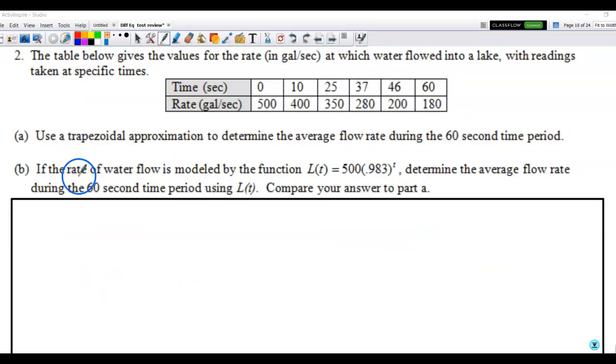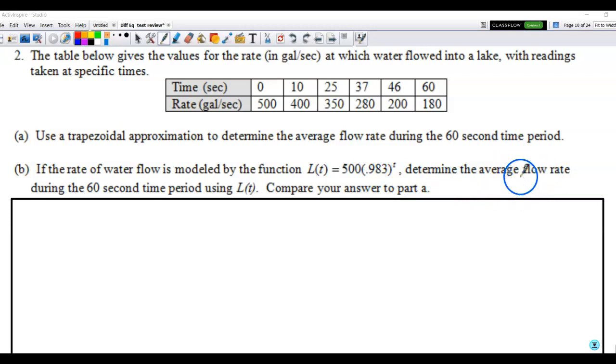In letter B, if the rate of water flow, which is what we've been talking about in this problem, is modeled by the function L of t, which is an exponential function, determine the average flow rate.